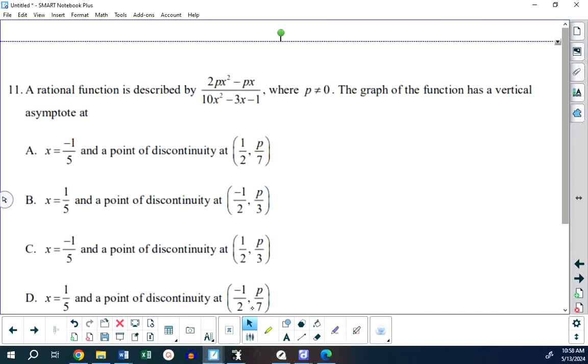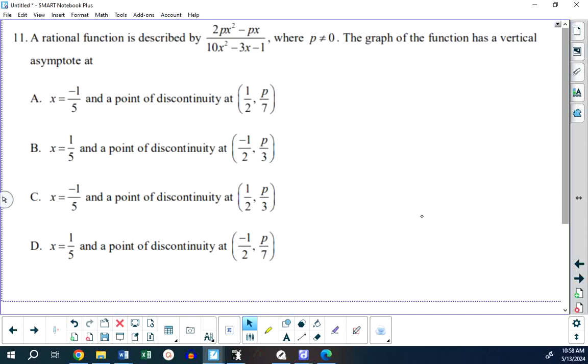So what have we got going on here? We have a rational function, and you're asked about vertical asymptotes and points of discontinuity. So what do you do? You factor. You have to factor to do this question. And this question is really very similar in terms of the work we have to do here, Maria. Very similar to number 10.